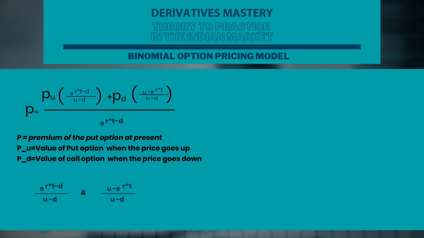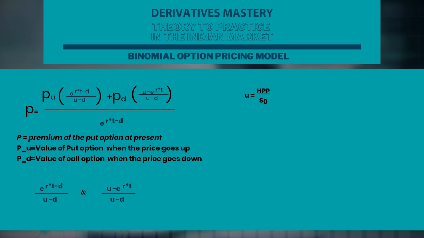Now, here is a formula to compute the fair value of the put option. P refers to the premium of the put option at present. PU is the value of the put option when the price goes up, and PD is the value of the put option when the price goes down. Now, in order to find the probability of price going up and down, we use the formula e to the power RT minus D divided by U minus D, and U minus e to the power RT divided by U minus D. So here, in the place of I, we are using e to the power RT as it is continuous compounding and not annual compounding.